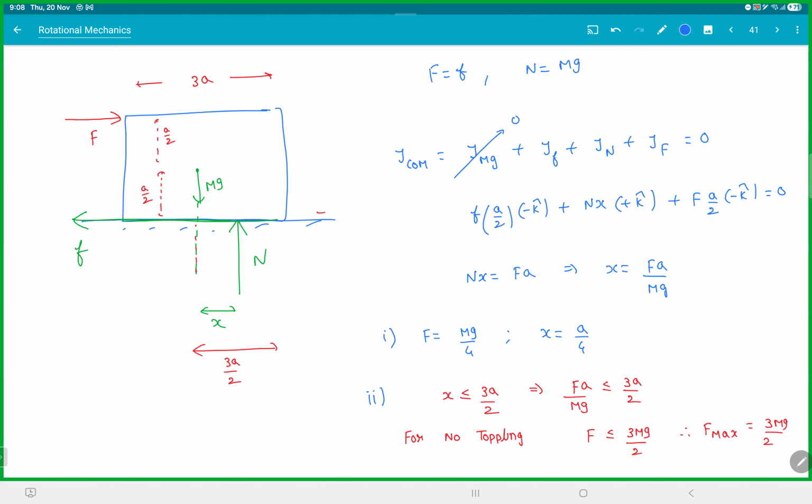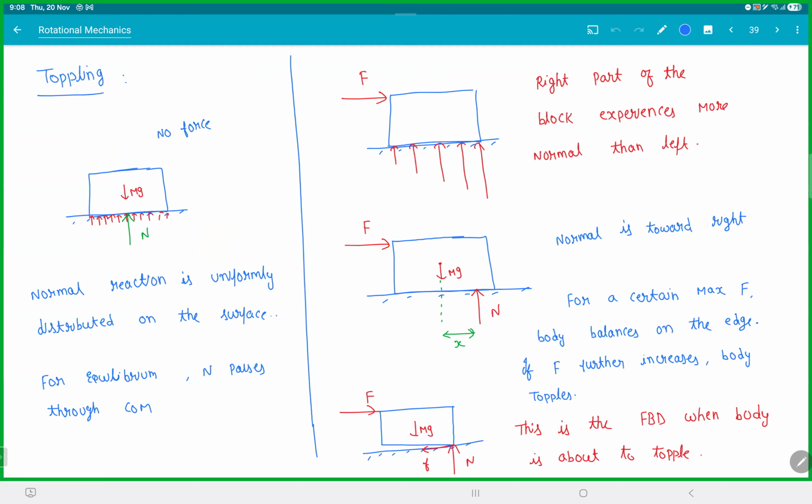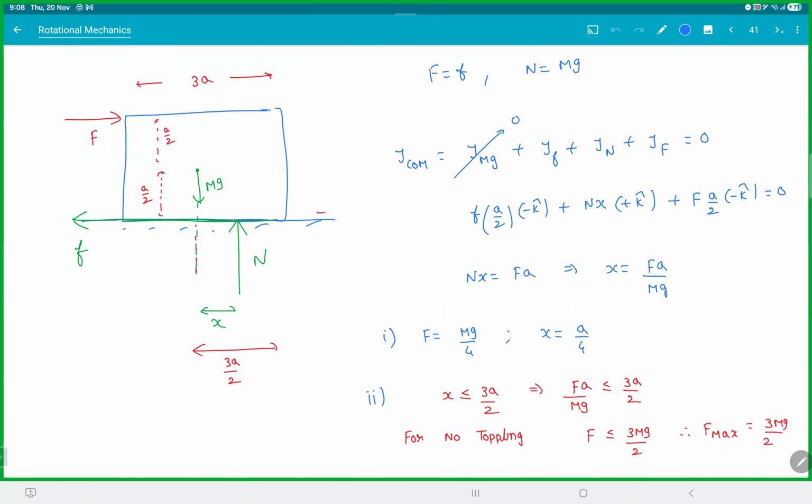So toppling is not something really out of the world or anything. You have to know only two things. One, the N won't be in the center anymore. It will be a little to the side. Where, we don't know. Let it be x and you have to start solving. Second, if you say the body is about to topple, that N must go to the corner. Bas. These are the two things that you learned in toppling. Other than that, it's your regular equilibrium problem only.